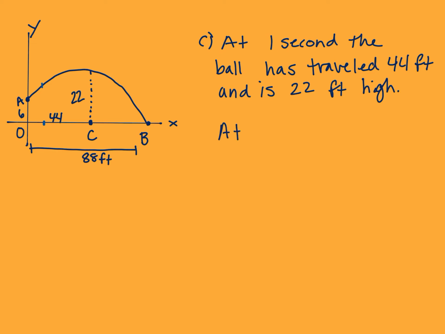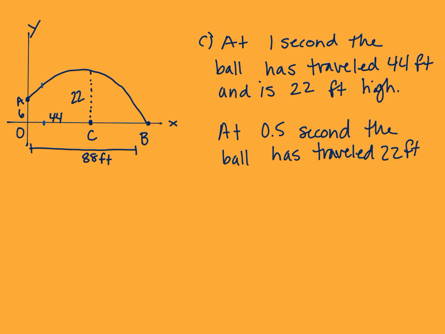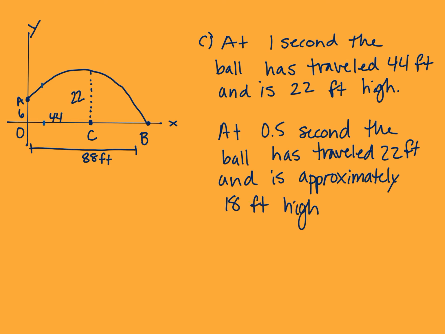We could say at half a second, the ball has traveled 22 feet and is approximately 18 feet high. And that's based on our table or our points from part B. We're using our information from the previous problem to help us come up with some predictions or some sentences describing what we came up with.